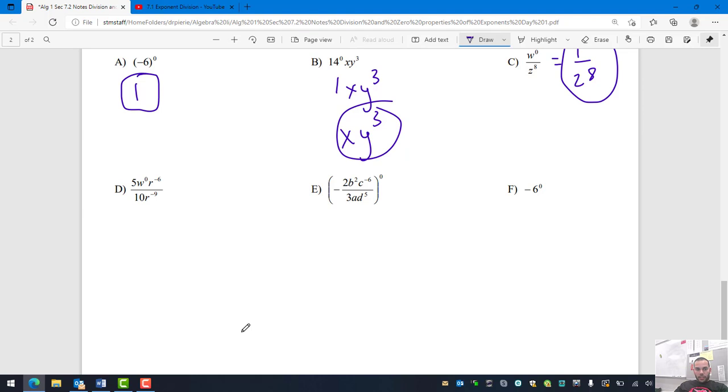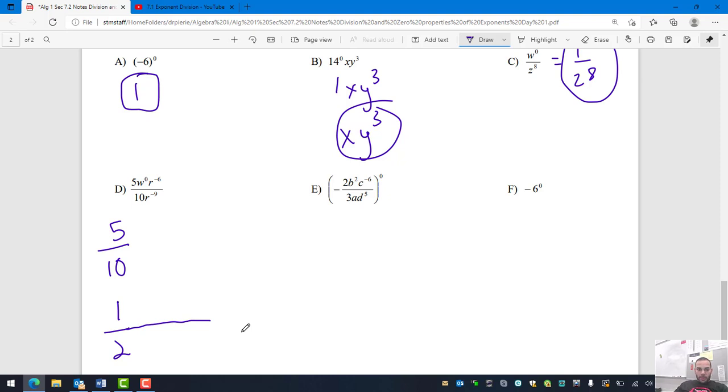So for letter D, there's a bunch of stuff going on. We've got some numbers. We've got a w raised to the 0, r to the -6th, and r to the -9th. So here's what we're trying to do. We're going to try to break this up and compare or combine the like terms. So the first thing I see here is the numbers. The first thing I see here is a 5 over a 10. Okay, there is a way we can simplify that. If we have 5 over 10, that's the exact same thing as 1/2 after we simplify.